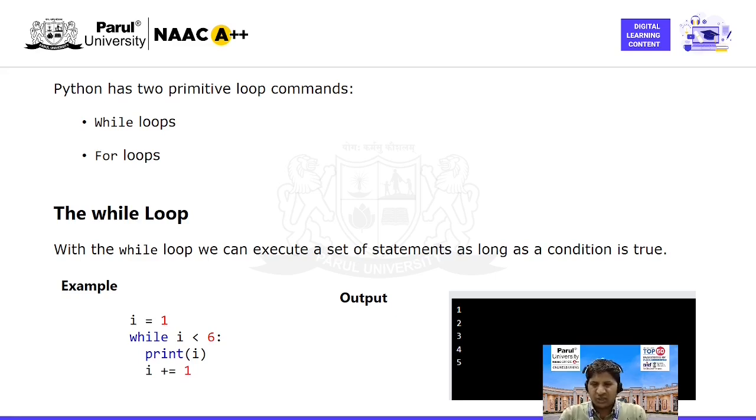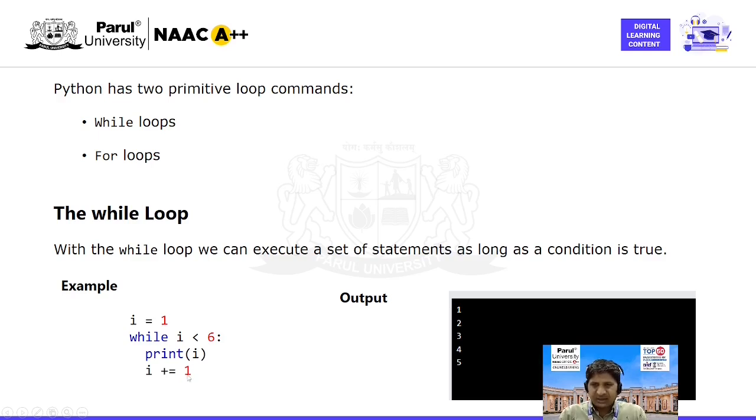If the condition is true, then your loop body will be executed. If the given condition is false, then the loop is terminated. Check: I is equal to 1, while I is less than 6. Yes, true, because the value of I is 1 and 1 is less than 6. Print I. You can see the output: 1 is printed here.